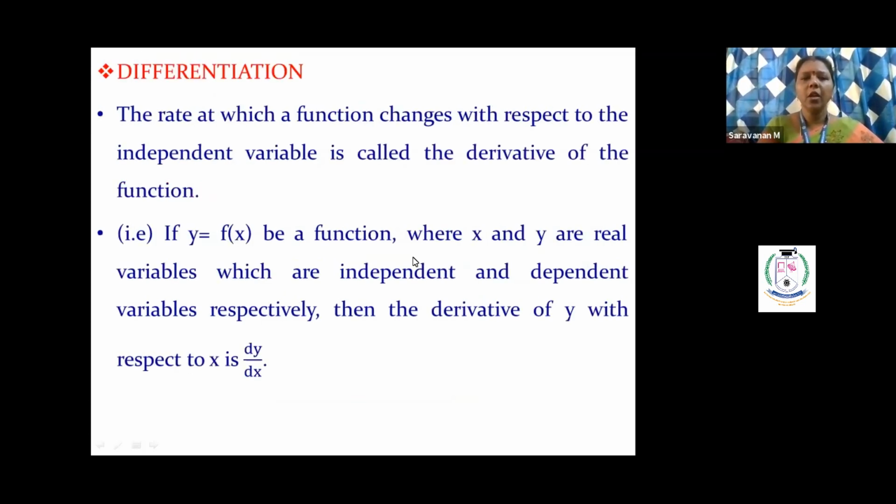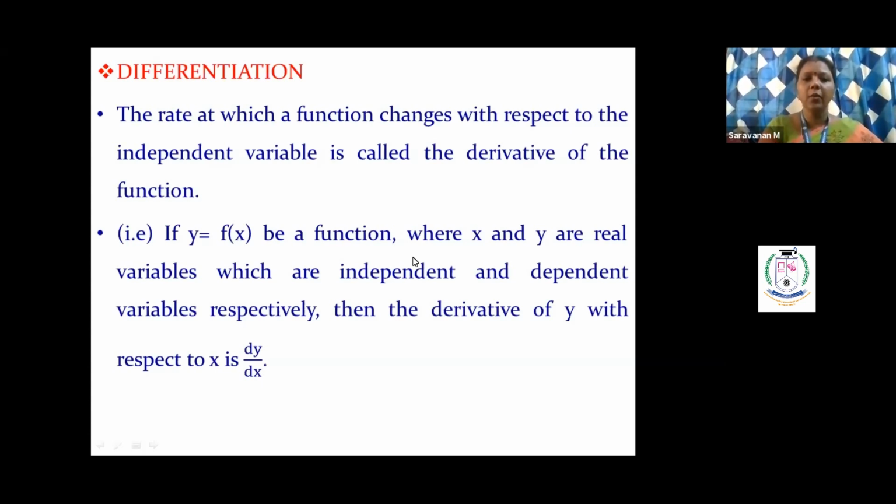Differentiation. What is differentiation? The rate at which the function changes with respect to the independent variable is called the derivative. Here I have mentioned it as independent variable. Independent variable means we must have the dependent variable also. So let us discuss what is independent and dependent. That's what I have given in the next line.